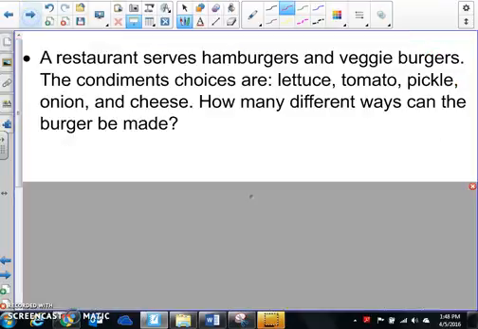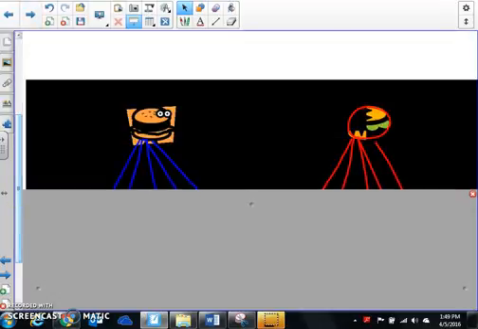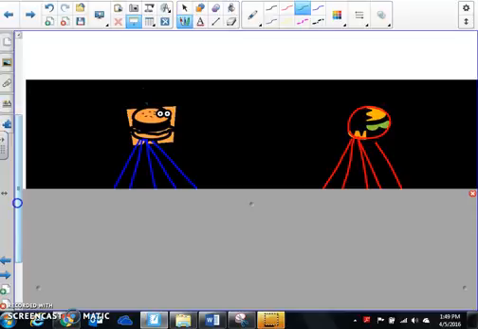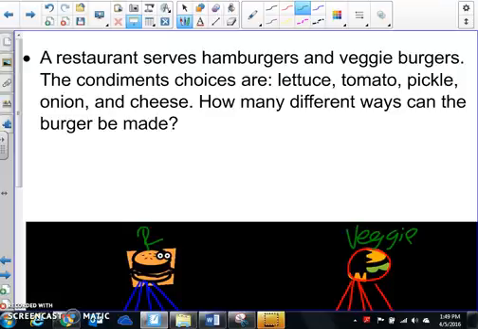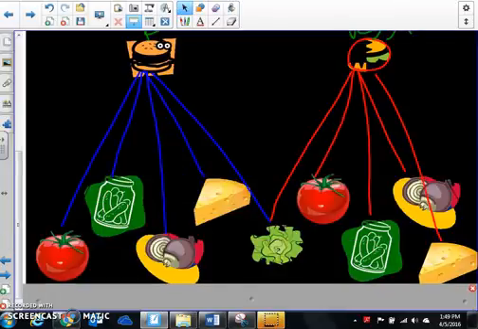Okay, here's another one. It says a restaurant serves hamburgers and veggie burgers. The condiment choices are lettuce, tomato, pickle, onion, and cheese. How many different ways can the burger be made? So once again, we have 2 different kinds of burgers. We have a regular burger, and this one's our veggie. On each one, we have 1, 2, 3, 4, 5 different condiment choices. So each one has 1, 2, 3, 4, 5 condiment choices.